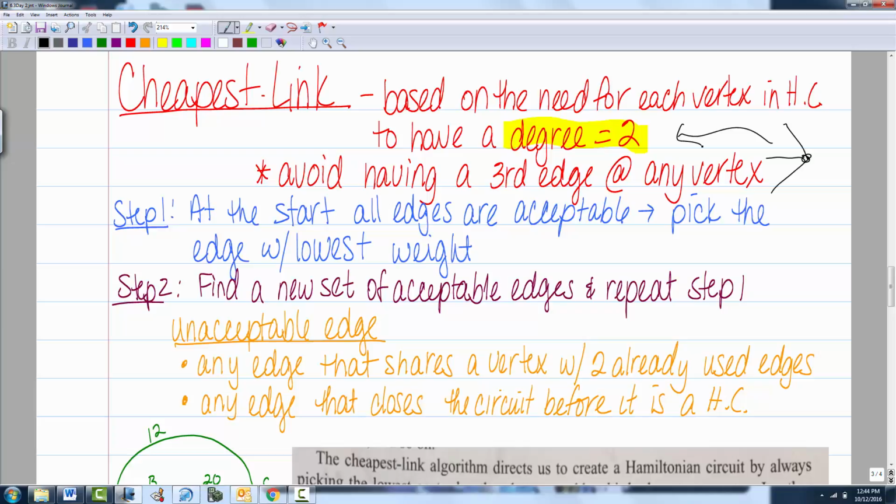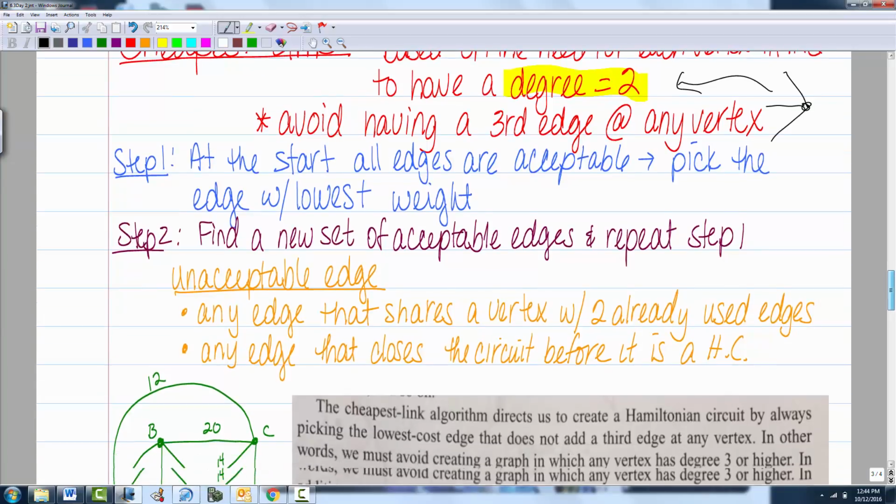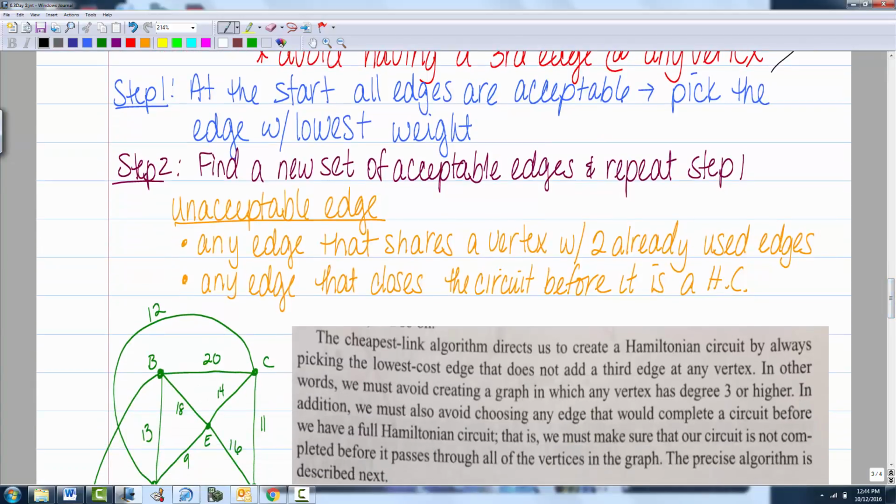In a cheapest link scenario, we want to make sure we avoid getting a degree 3 or higher, it should say vertex. Okay, it actually does say a third edge at any vertex, because it doesn't make sense for what we're trying to do. So I hope that is clear. And it really should be. Because the whole idea of what a Hamiltonian circuit is supposed to be doing, just think Hamiltonian circuit equals UPS driver.